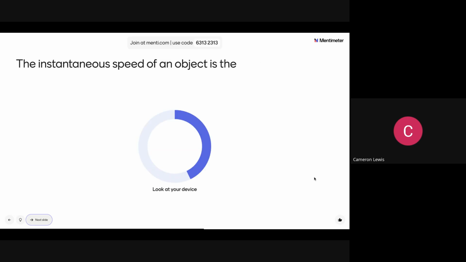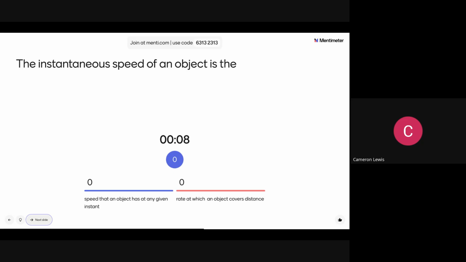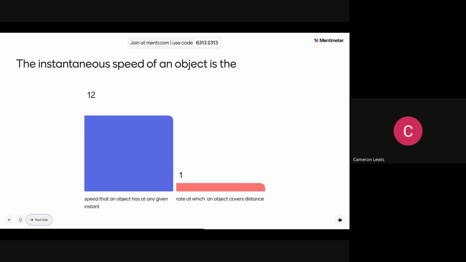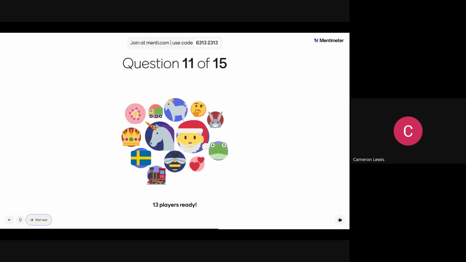The instantaneous speed of an object, going back to the questions, is the speed that an object has at any given instant, or the rate at which an object covers distance. The speed that an object has at a given instant. That'll come up a little later when we look at one problem that talks about speed and the instantaneous speed. So we'll see that in a little bit.